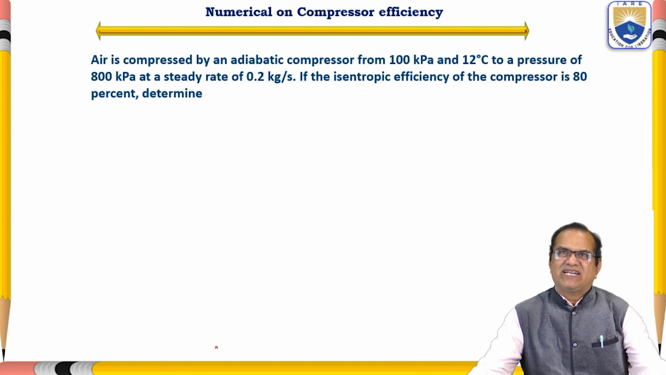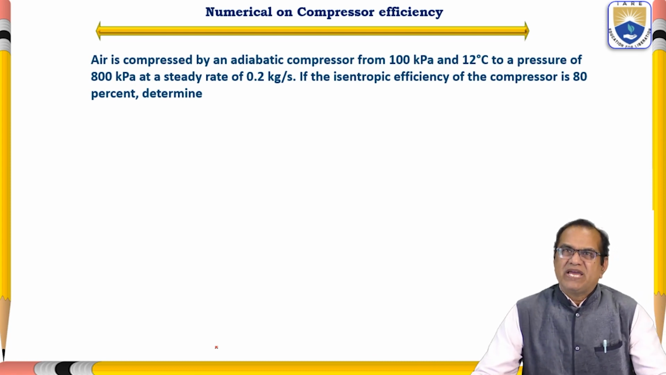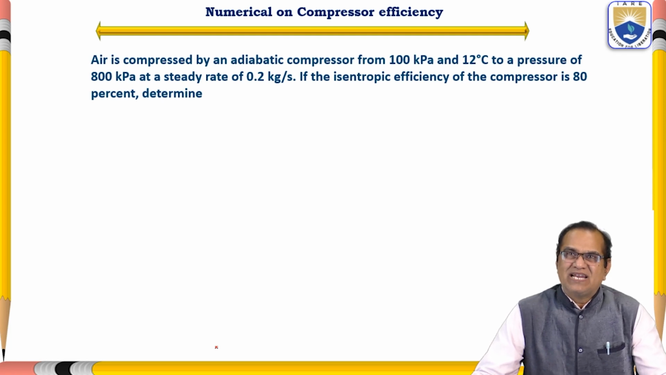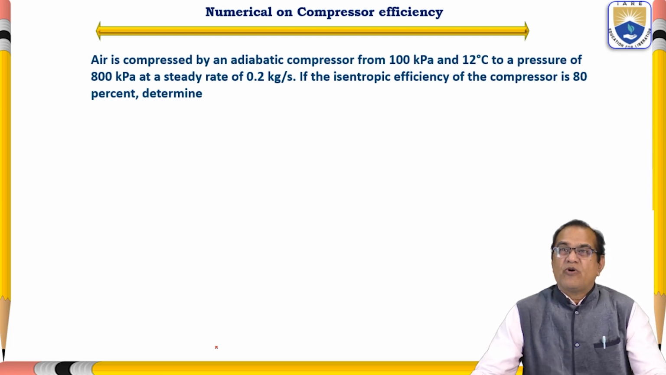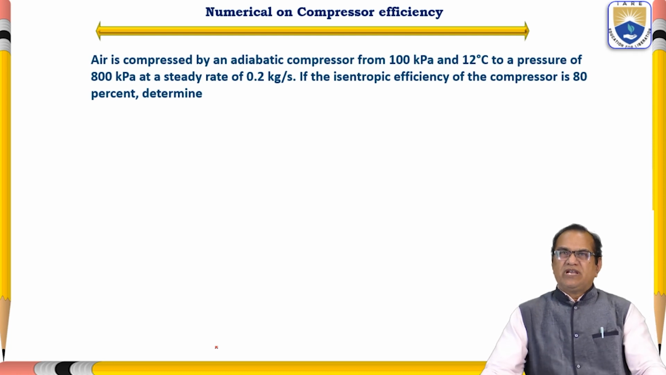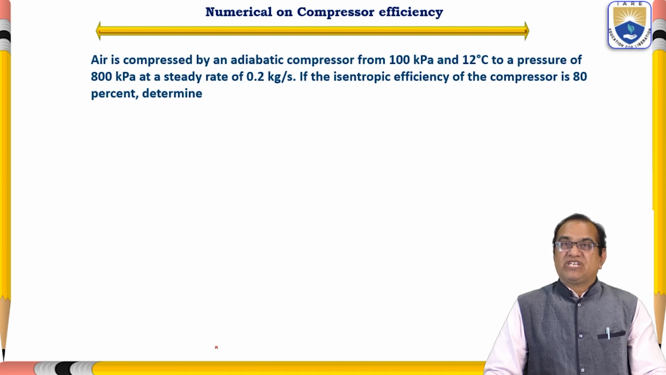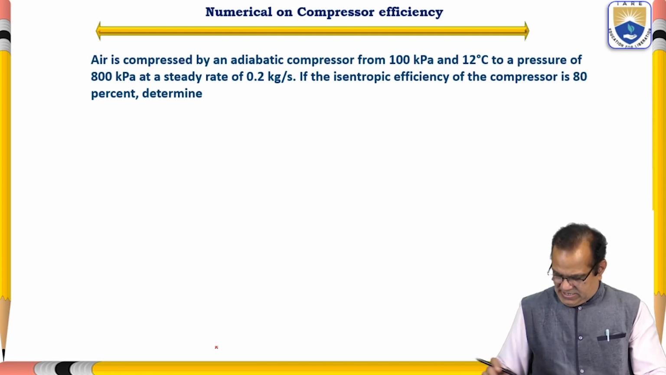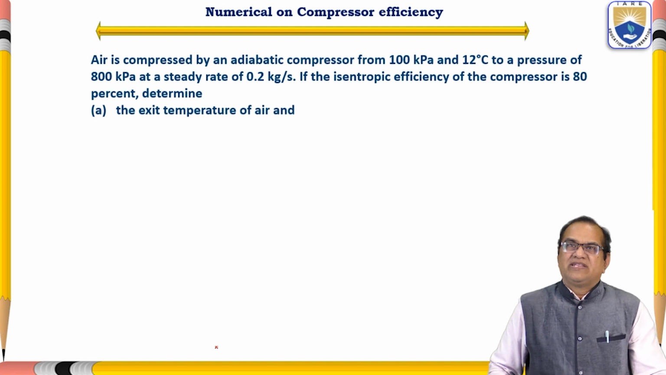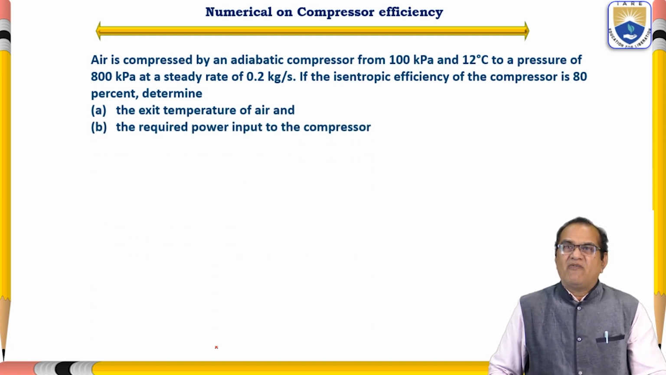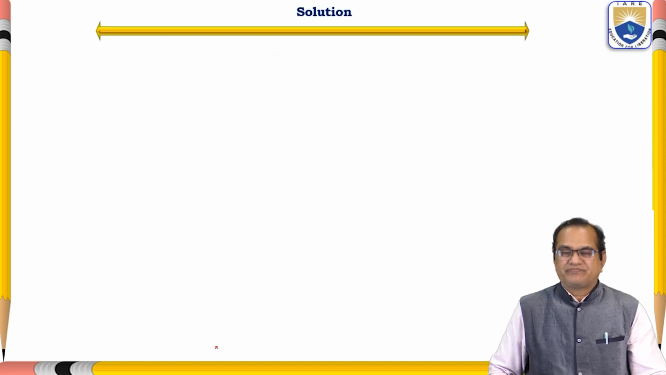So we can see here that air is compressed by an adiabatic compressor from 100 kilopascal and 12 degrees centigrade to a pressure of 800 kilopascal at a steady rate of 0.2 kg per second. If the isentropic efficiency of the compressor is 80%, we have to determine the exit temperature of air and the required power input to the compressor.